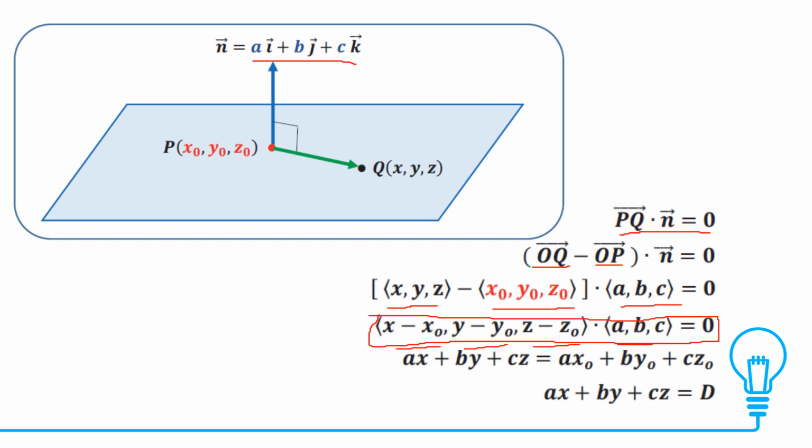If we expand the equation more, finally we will get this one, ax plus by plus cz equal to d, where d is equal to ax0 plus by0 plus cz0.